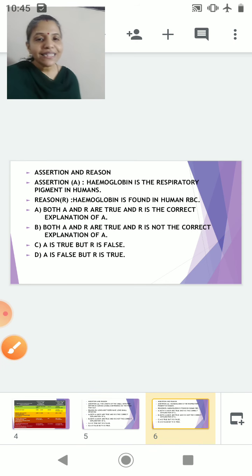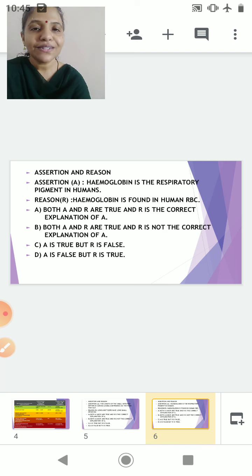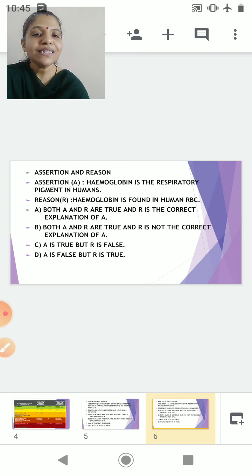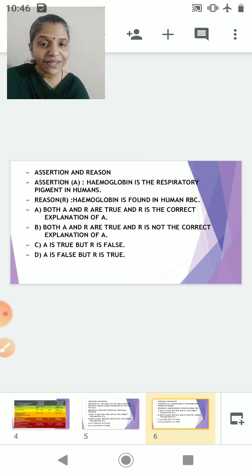Now in the next slide, here they say assertion. What does the assertion say? Assertion says hemoglobin is a respiratory pigment in humans. Do you agree? Yes. In the previous session, I had told you that by simple diffusion, it is very difficult for the oxygen to reach from the lungs to the toes. And I told you, thanks to the respiratory pigment, that is hemoglobin, which is present in the human being. So hemoglobin is a respiratory pigment in human beings is 100% correct. So the assertion is true.